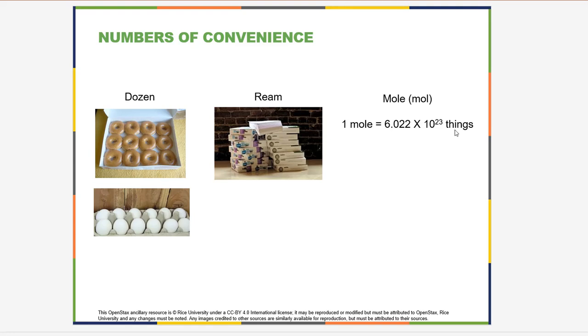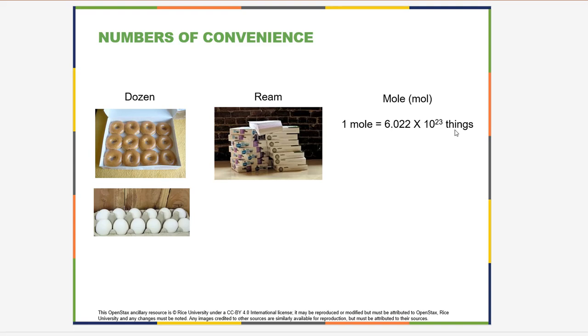Note that just like a dozen, it does not apply to a specific thing. You could have a dozen donuts or a dozen eggs or a dozen beers. Those are all a dozen. It's 12 of them. It doesn't matter what it is. A mole is the same thing. Now, you could have a mole of zinc or a mole of water or a mole of anything else.